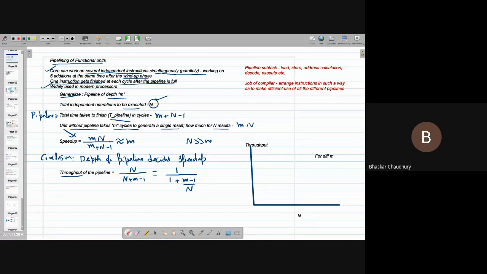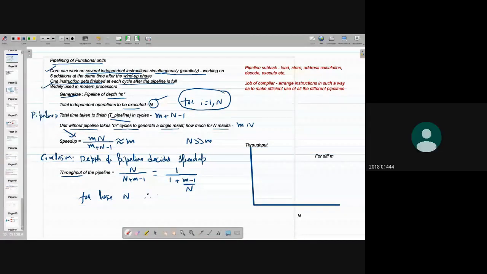Now look into this number. Generally, you know that n is typically large. Because n is basically like you have a loop, for i equal to 1 to n, so the n I am talking about is this n. So typically n's are large. So if n is large, what will be the throughput?